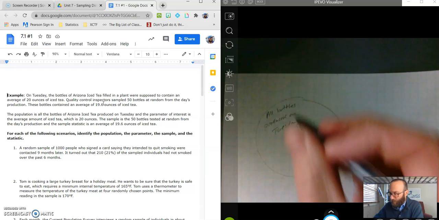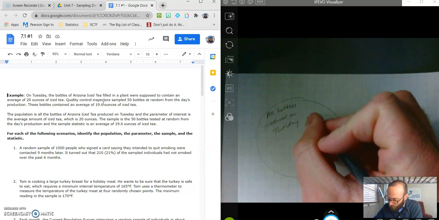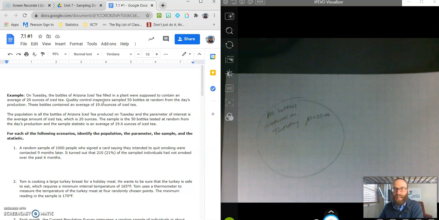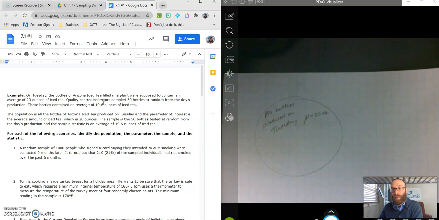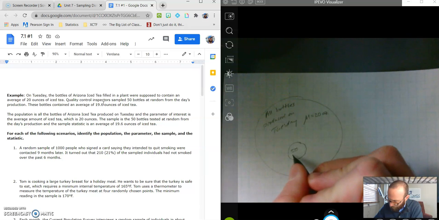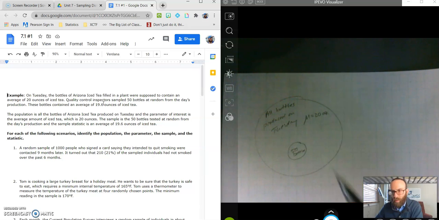But I know that my factory settings, my mu, has to be 20 ounces, if I average every single bottle. But again, I'm not going to do that. So I'm a quality control person. What I'm going to do is take this small group of just 50 bottles. That's going to be my sample.